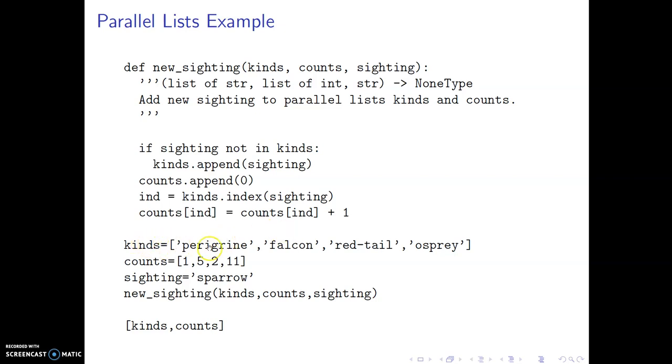So let's take our list of 4 birds that we've seen so far and the number of occurrences or counts. Our new sighting, the sparrow, and then we're going to run that function, new sighting, on it. Once we do this, you can just type through this and see the result. This list of lists is just going to have all now 5 kinds that will end in sparrow, and all 5 counts that will end in now 1. Okay, so that's how we do it using parallel lists, but we could use a dictionary instead.